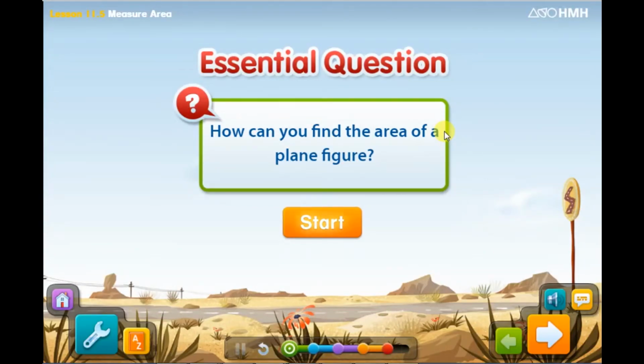I missed you really. Today's episode is about measure area, lesson 11-5. And our essential question, how can you find the area of a plane figure? Plane figure means shape. And let's start.